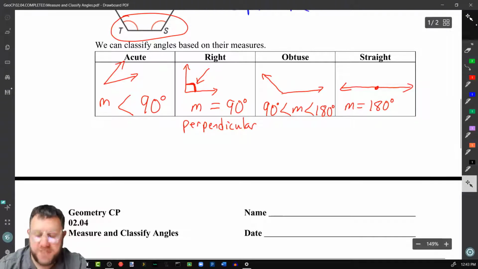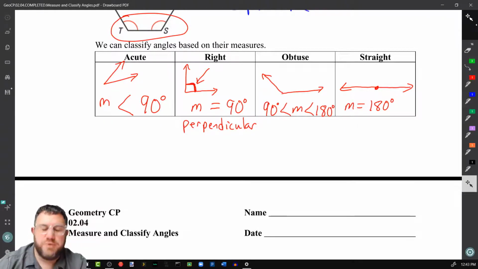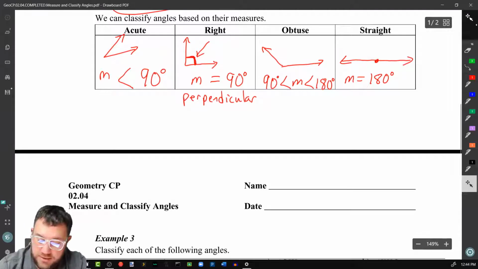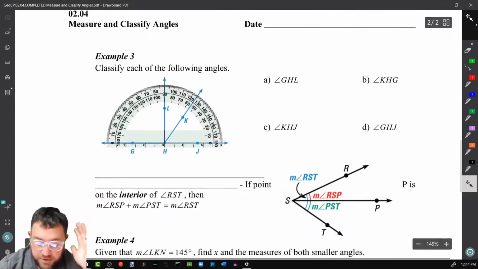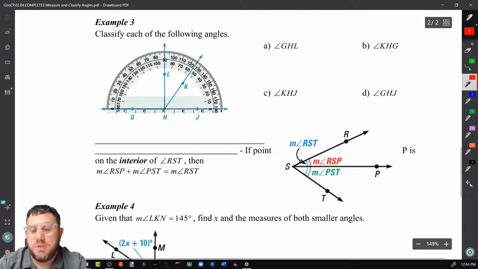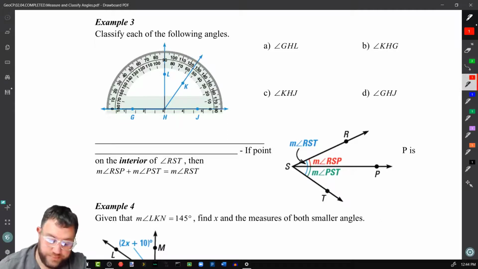So you might not have seen straight angle before, and you were probably taught obtuse is greater than 90. But obtuse is greater than 90, but less than 180. So just make sure you put that distinction in your brain. Tuck it away somewhere.